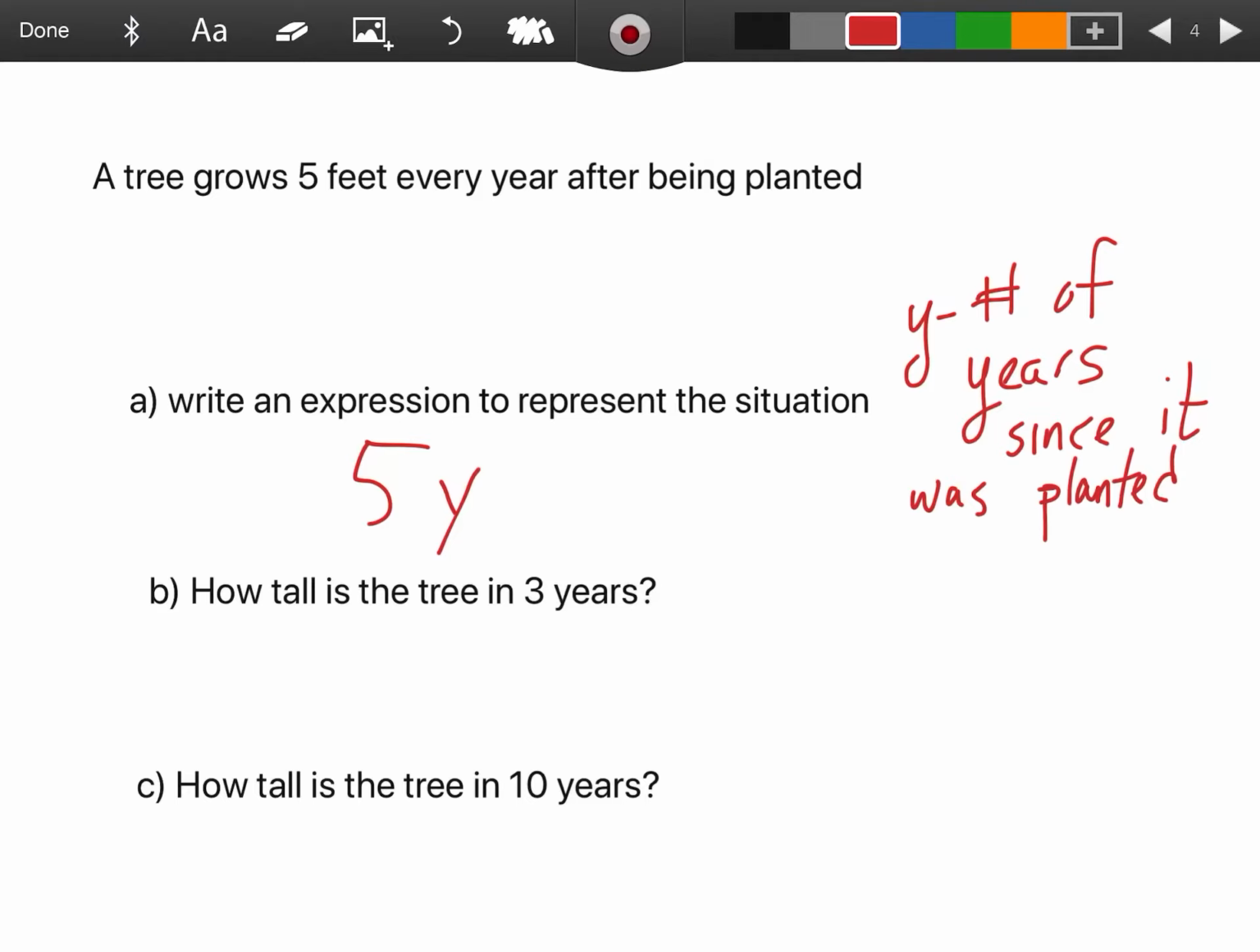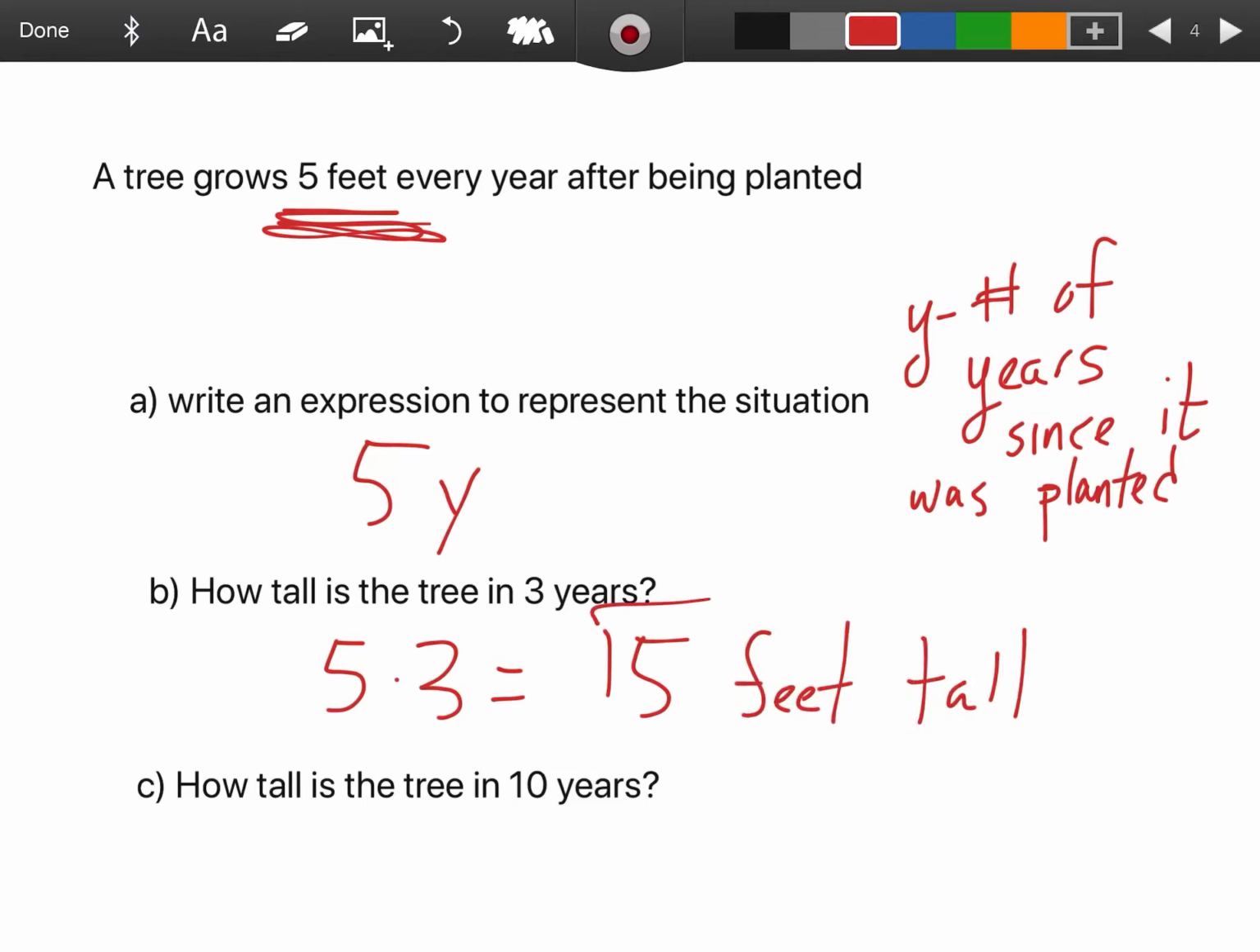So how tall is the tree in 3 years? This is when y is equal to 3, so we'll do 5 times 3, and we get 15. Remember, whenever we have these word problems, it's very important for us to consider the context of the problem. We don't want to just write 15. Does that really make any sense? No, that's just some number not interpreted in the context. So we want to make sure that we write it as 15 feet. You could even say 15 feet tall. You could write it as a sentence and say the tree will be 15 feet tall after 3 years.